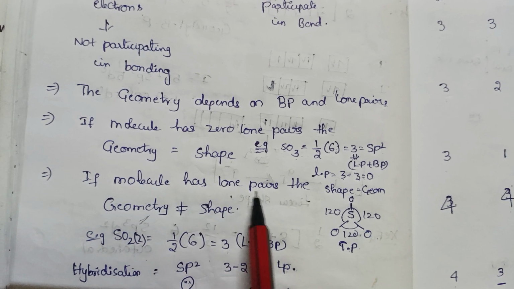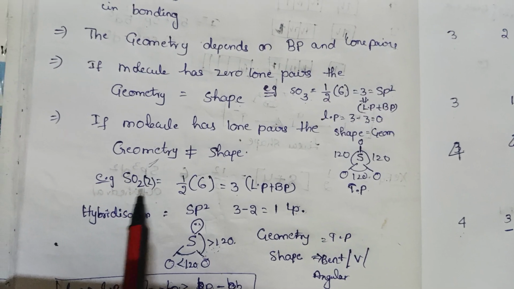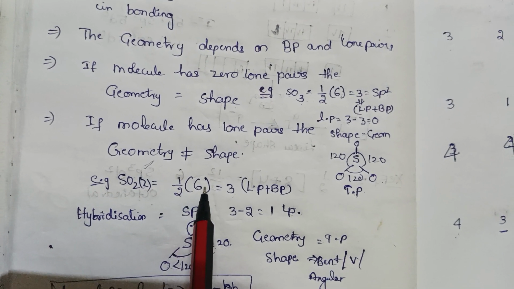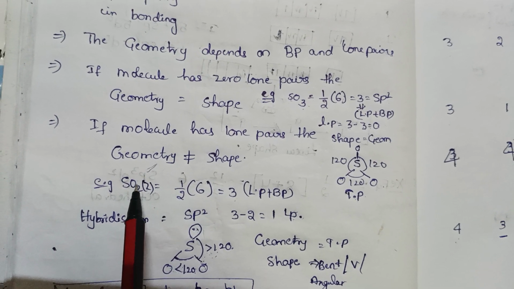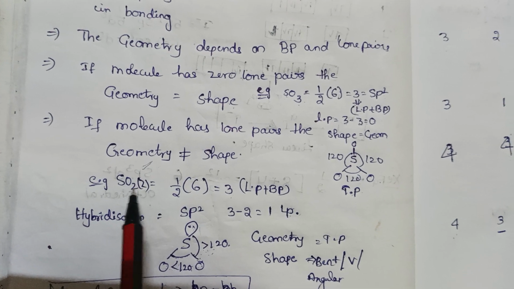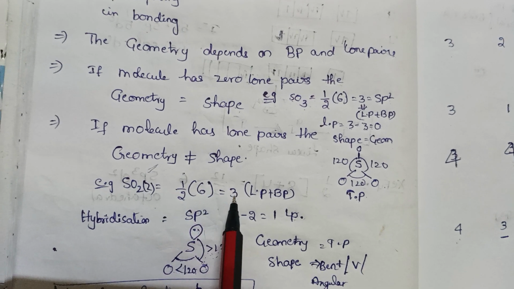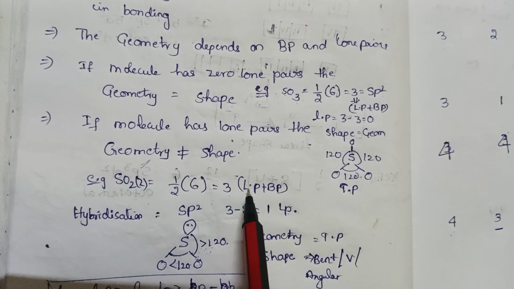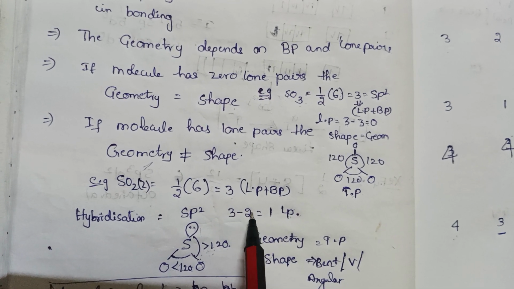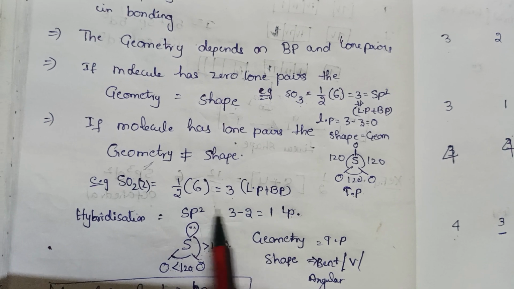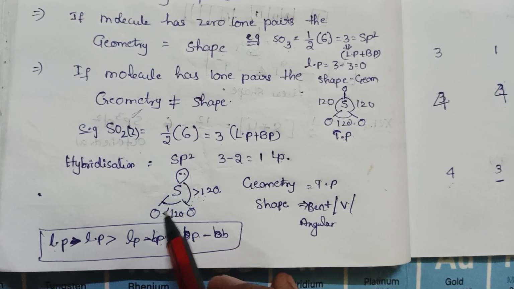If the molecule has lone pairs, the geometry is not equal to the shape. Take the SO2 molecule: 6 valence electrons are present in sulfur. In the SO2 molecule there are no monovalent atoms and no charge, so 1 by 2 into 6 equals 3. These 3 include both lone pairs and bond pairs. Z value 3 minus the 2 surrounded atoms equals 1. Here the 1 is the lone pair, so there is 1 lone pair and 2 bond pairs.